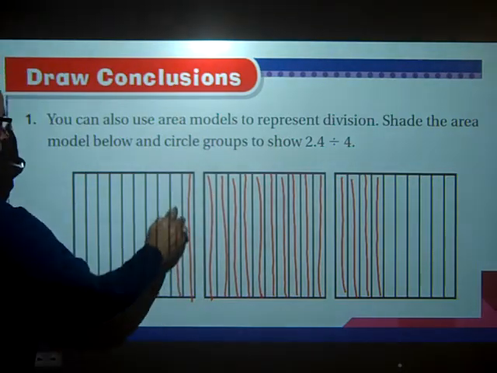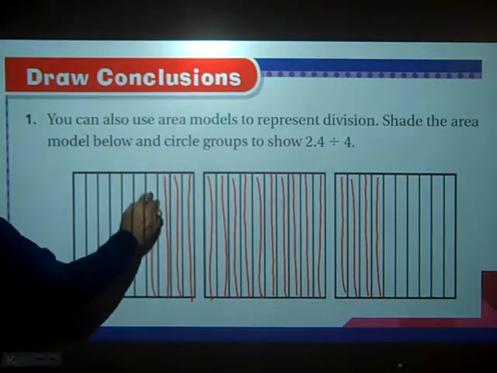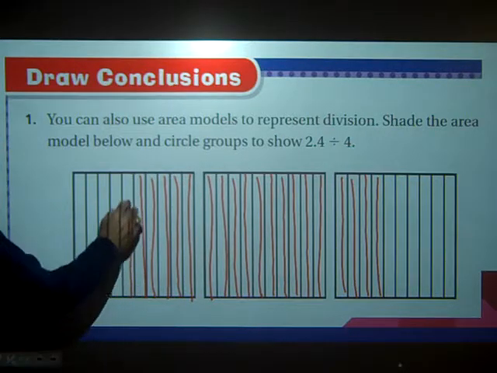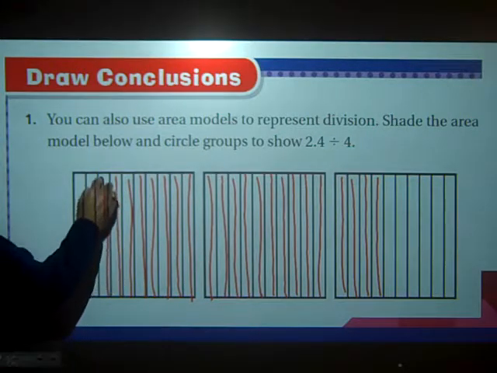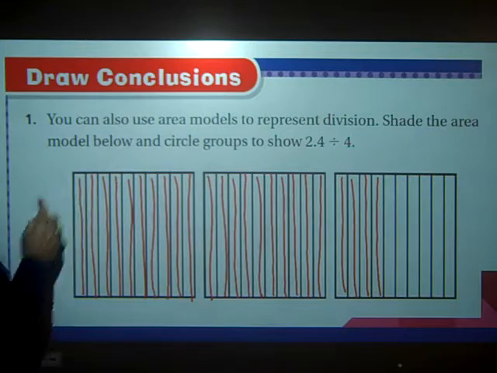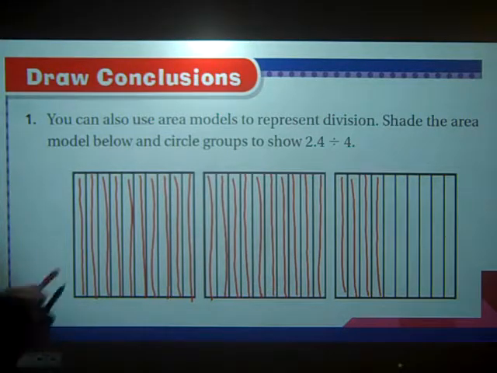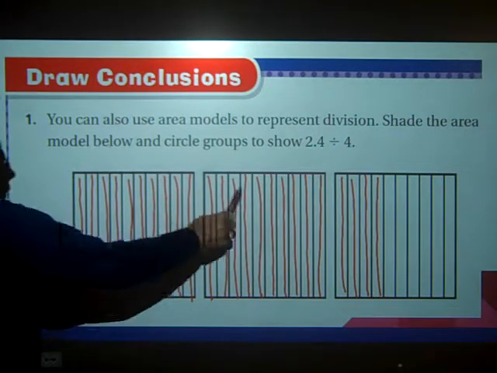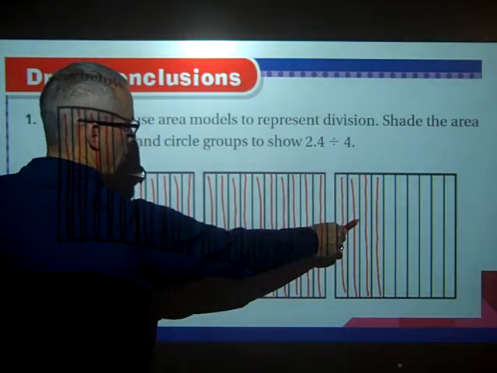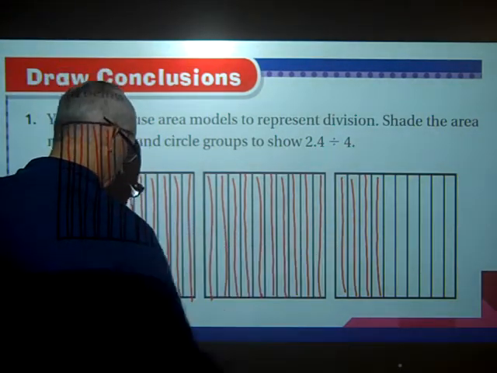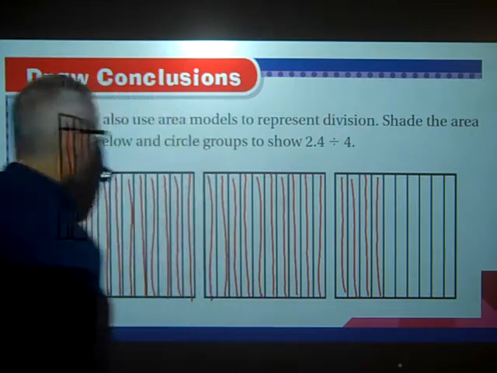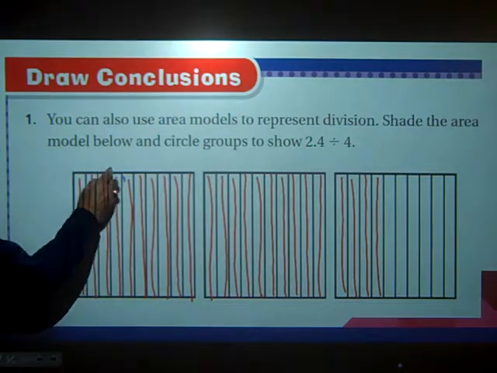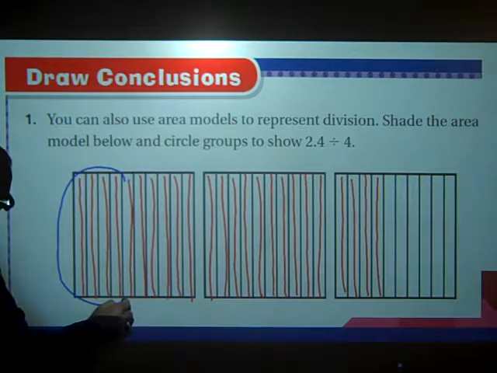It's a lot of shading going on here. Now, what am I going to circle groups of? 4. Okay? Circle groups of 4, right? So how many total do I have? This is 10, this is 10, this is 4. So that's how many total? 24. So I want to circle groups of 4. So 1, 2, 3, 4. That's one group of 4.